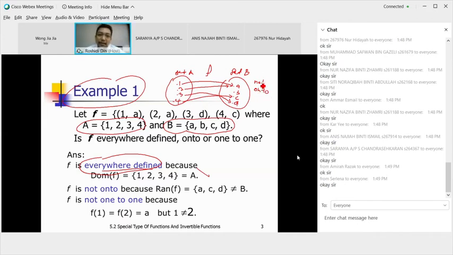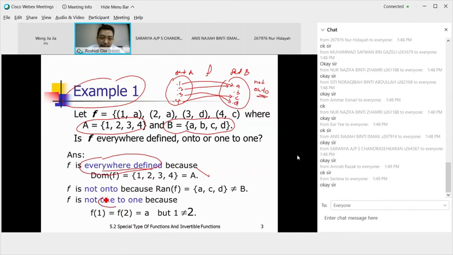In other words, everywhere defined focuses on all the elements used in set A. Onto focuses on all the elements needing to be utilized in the function. Here we do not utilize, so not onto.